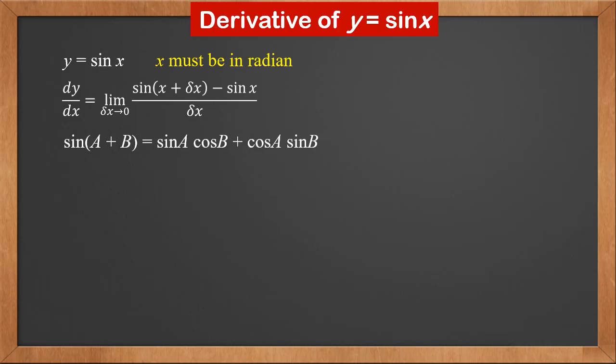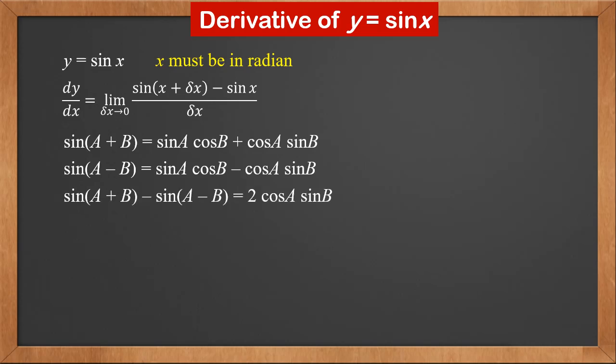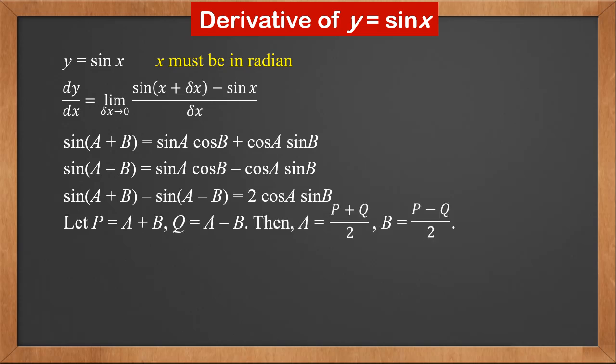We know sin a plus b is sin a cosine b plus cosine a sin b. Sin a minus b is sin a cosine b minus cosine a sin b. Subtract these two equations. We get, sin a plus b minus sin a minus b equals 2 times cosine a sin b. Let p equal a plus b, and q equal a minus b. Then, a is half p plus q, and b is half p minus q. Therefore, sin p minus sin q is 2 cosine half p plus q sin half p minus q.